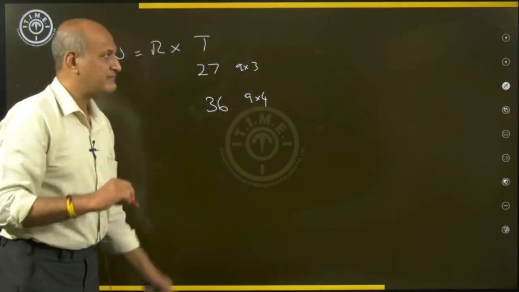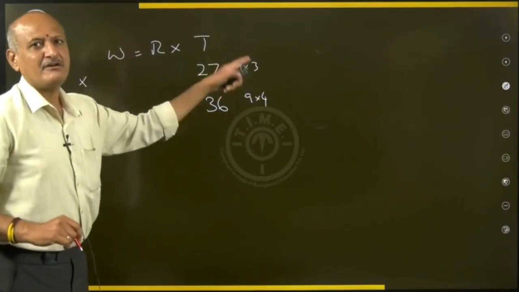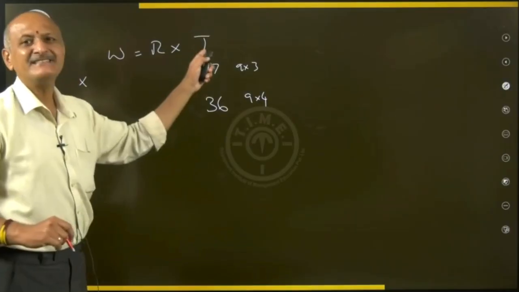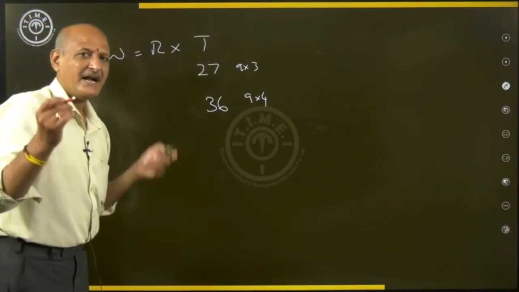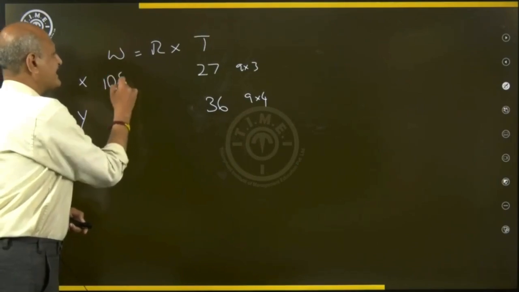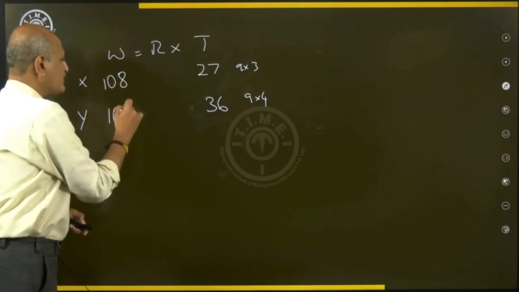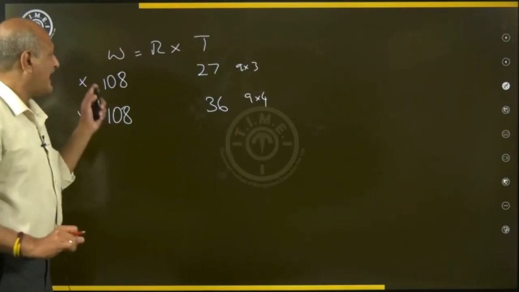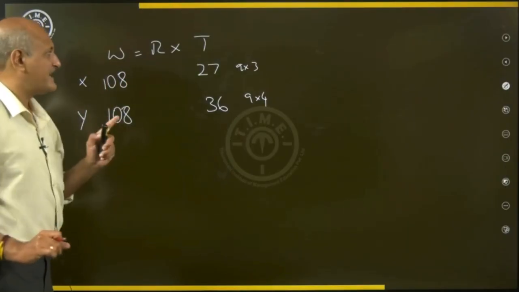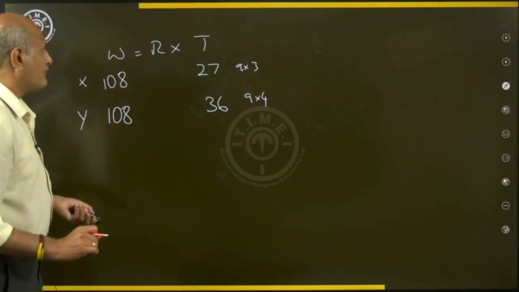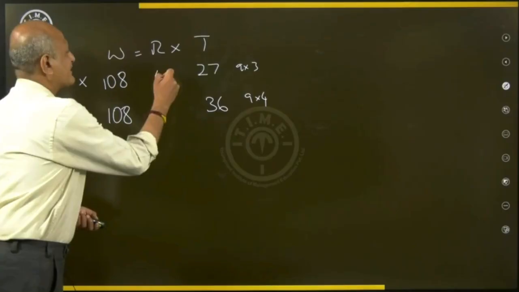So we'll look out for a number, 9 into 12, it is 108. We can tell it is the LCM of these two numbers, and let us choose it as the work. It's just like telling you the work is 10 units, that they are supposed to complete 10 units of the work. X could do this in 27 days, so what would be the rate of work? We can tell it is equal to 4.